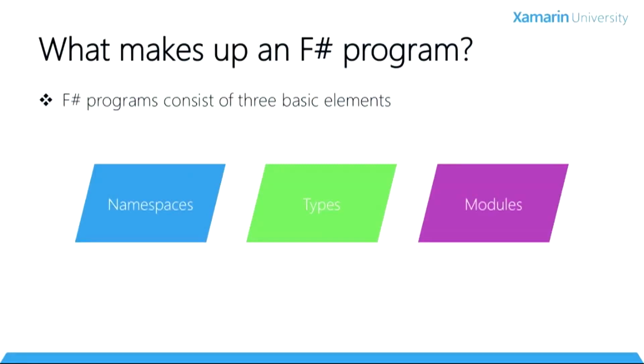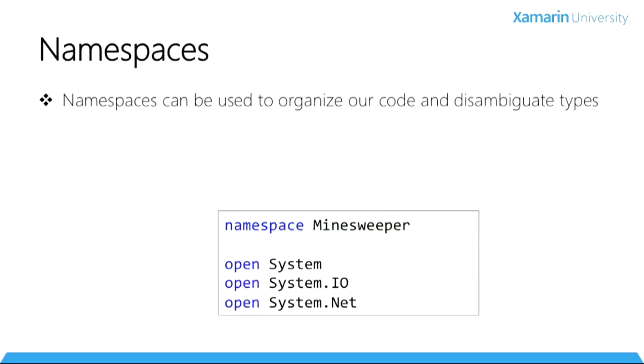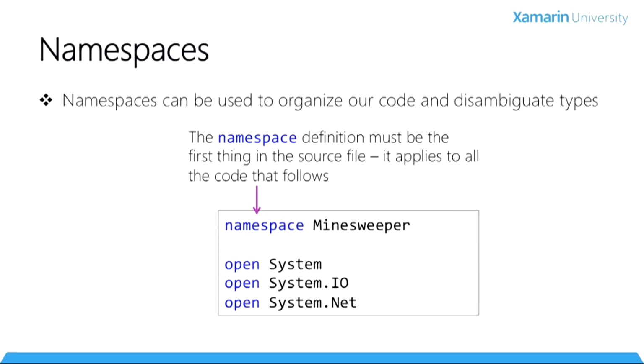And every F# program you create will consist of 3 basic things: namespaces, types, and modules. So let's look at each one of them in turn. Namespaces are used exactly the same in F# as they are in C#. They organize our code and ensure that new types don't conflict with other types with the same name. And we use the same keyword to define our namespace. However, there's no braces to define a block. Instead, it's always the first line in the source file, and it defines the namespace for everything that follows.